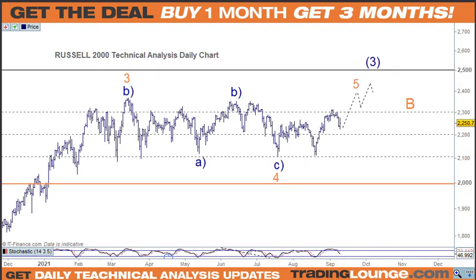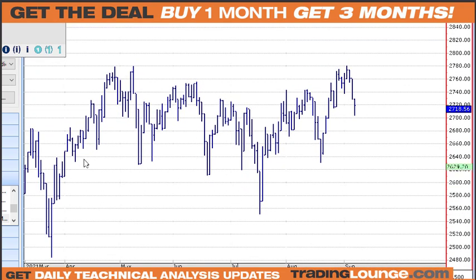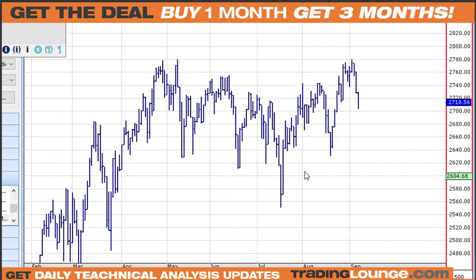If we look at that in terms of, I have to use another charting program here. It doesn't really matter, it's just an end of day program. But this is the SP500 here. Okay, so it's got the same daily chart, same pattern as the Russell.